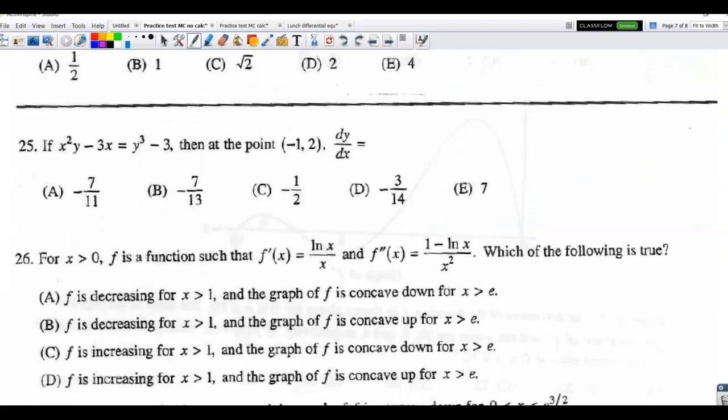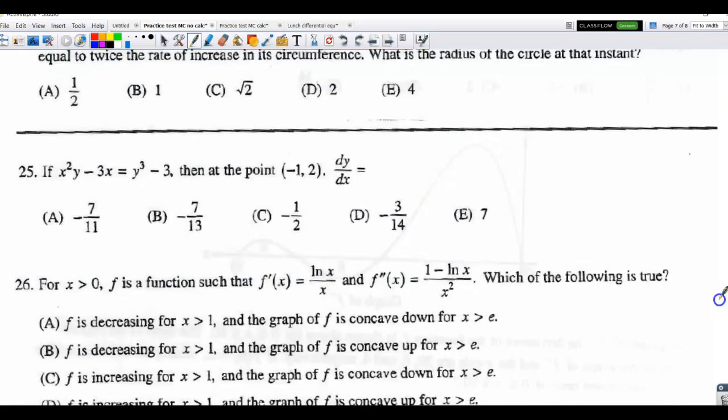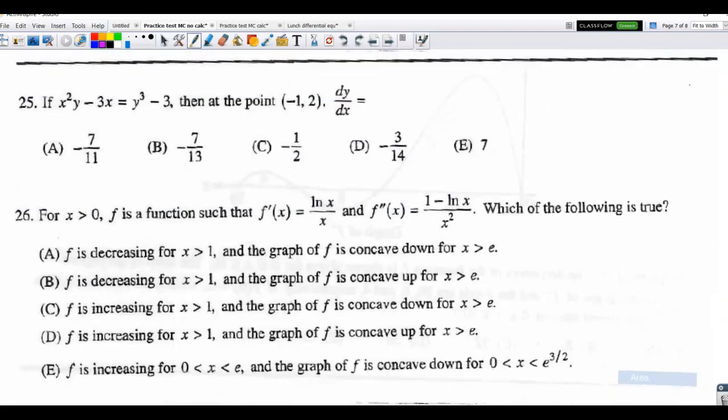All right, moving on with number 25. The answer is down here. So in number 25, we have an implicit relationship, which is given here. So I can see some things that could easily get us messed up. And we're going to find the derivative dy/dx at a particular value. So we don't have to simplify it out.